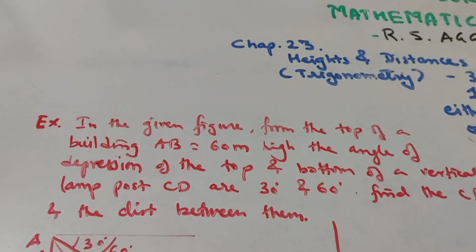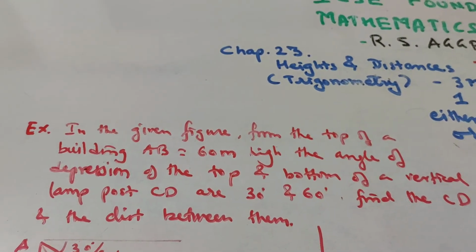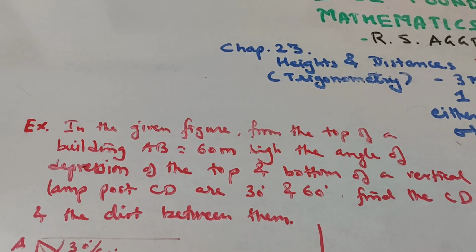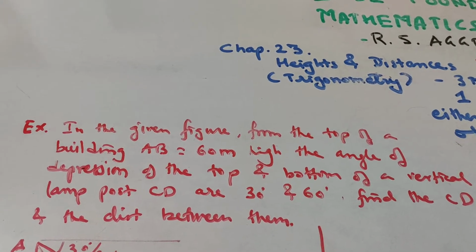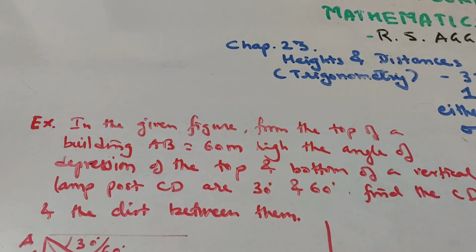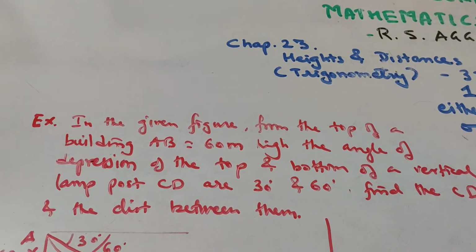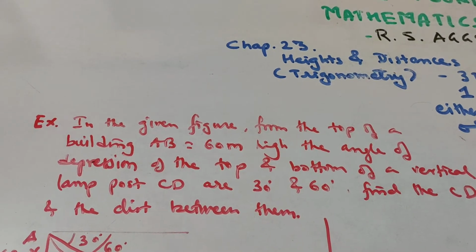So if a person is looking up from the lamp post to the top of the building, it will be still an angle of elevation, that will be 30 degree. And from the top of the building to the bottom of the lamp post is 60 degree.